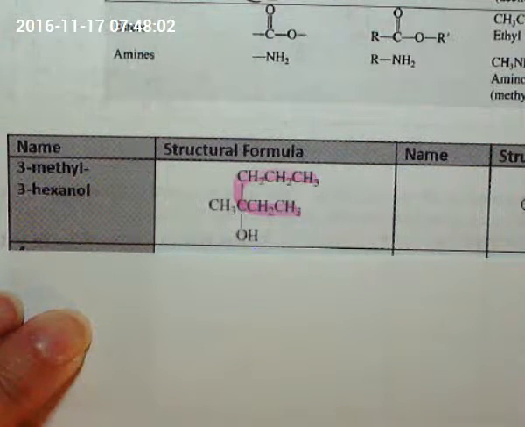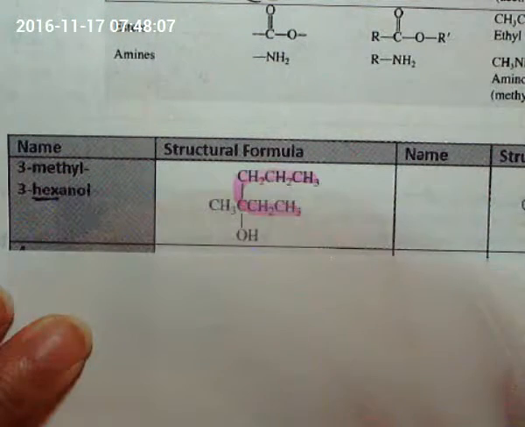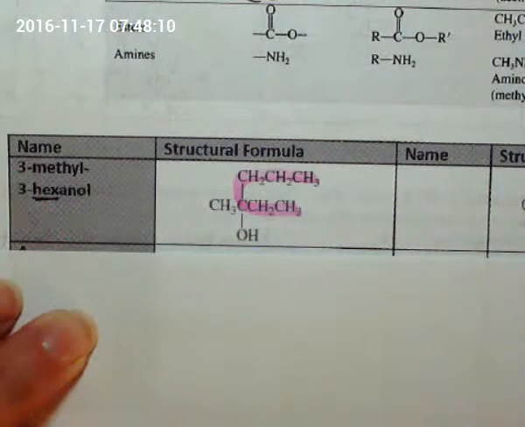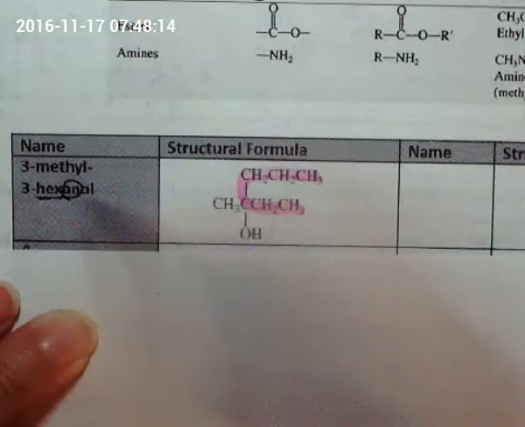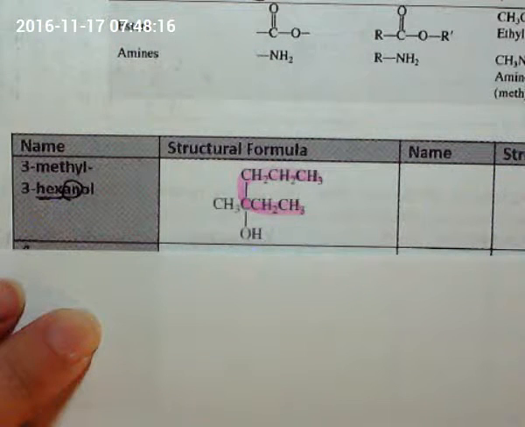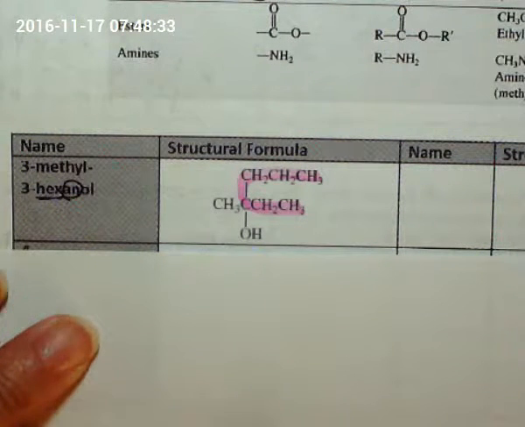All right, so what's the prefix for 6? Hex. What kinds of bonds do you see between those carbons? Single, double, or triple? Single. So that's why after hex you put the root "an." If there had been a double bond in there, you would put "en." If there had been a triple bond in there, you put "yn." All right? So that's those two parts of the name. Let's figure out the rest.